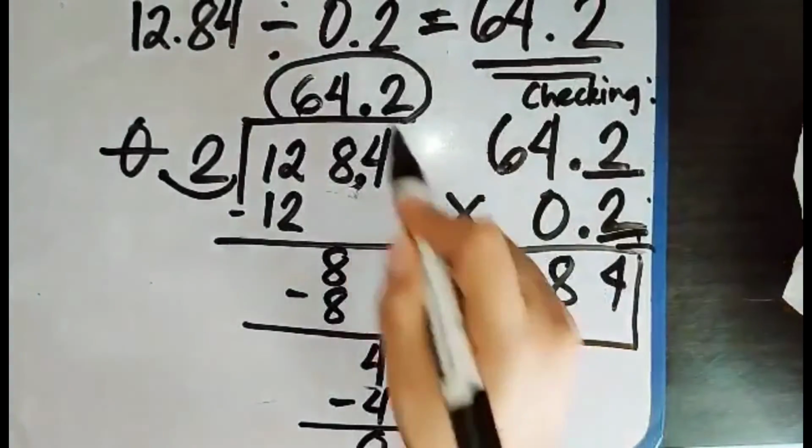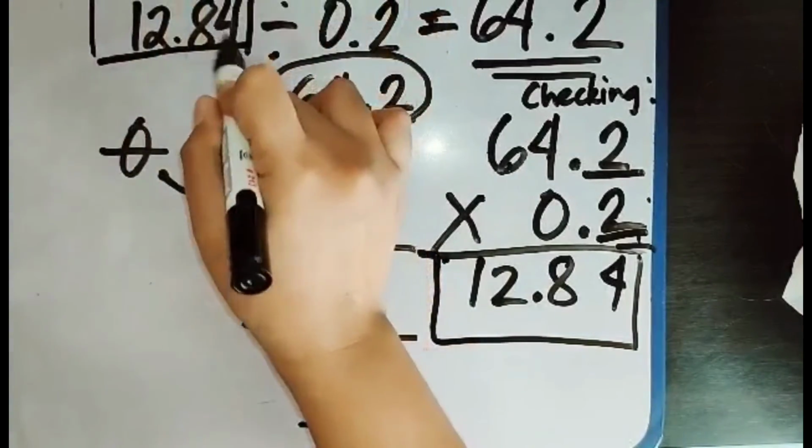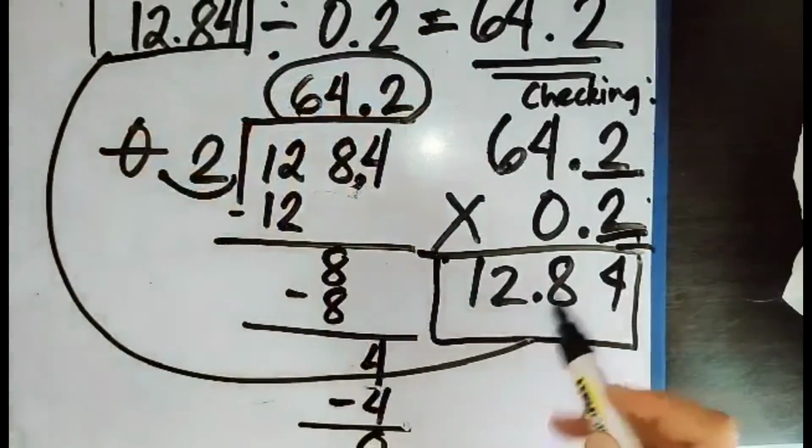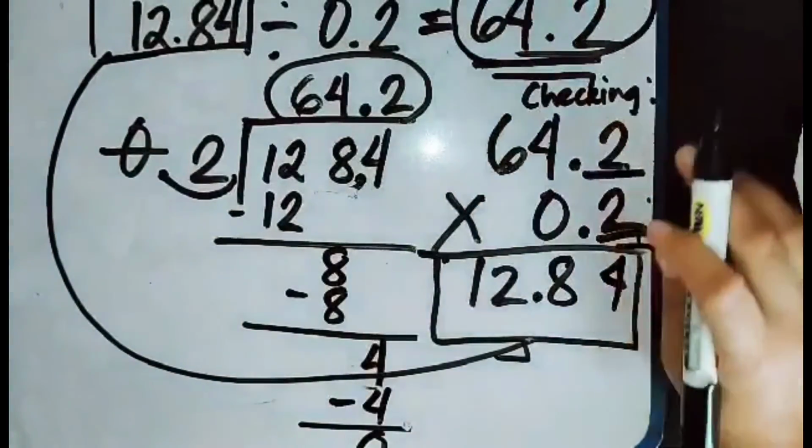When you see that our dividend and our product in the checking are the same, that means your answer is correct.